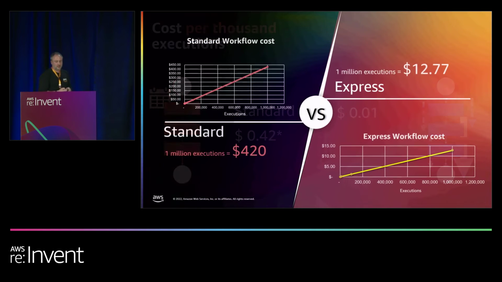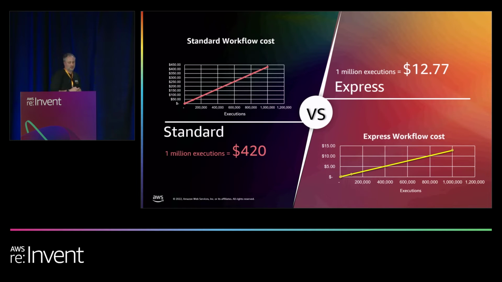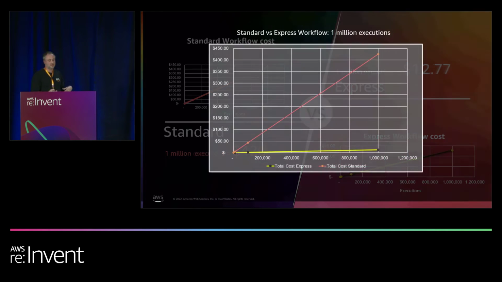Okay, let's say I run that 1 million times and extrapolate out the cost. So now it gets very interesting and very different. The standard workflow would cost about $420. The express workflow would cost $12.77, which when you plot them together is kind of amazing, the difference. It's just the same definition. I'm just running it in a different mode, right?